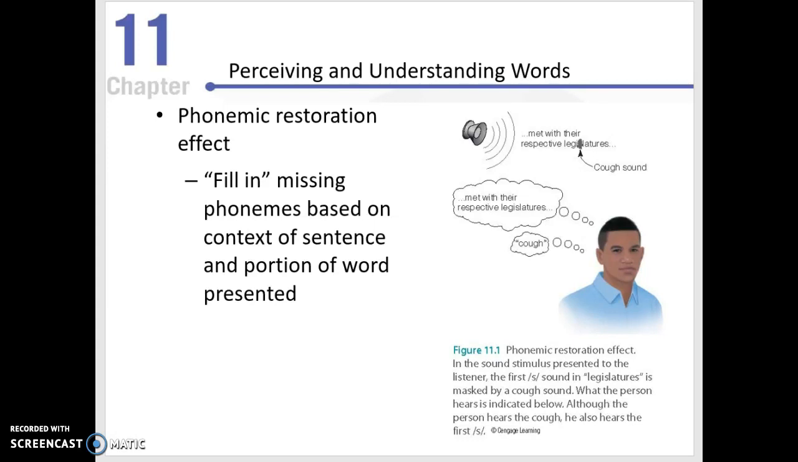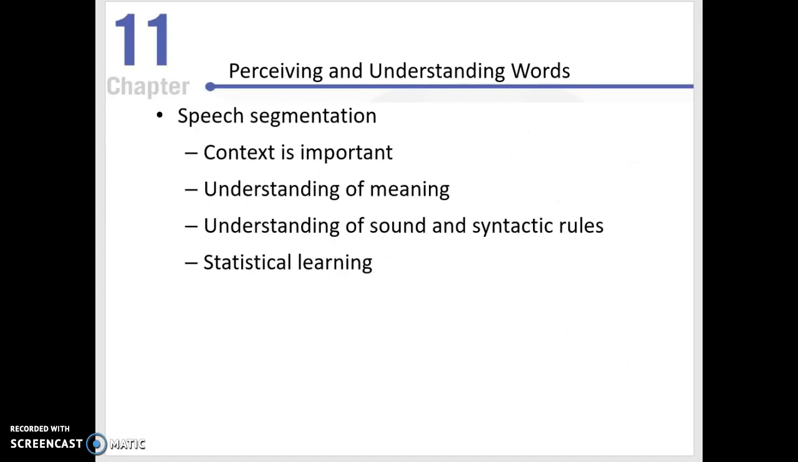So again, we've been talking a lot about experience in the class and how experience is important for cognition. This is just another example. So speech segmentation is about how we break up our speech. So you'll hear even in my speech patterns, occasionally I take breaks. That would be a speech segment.